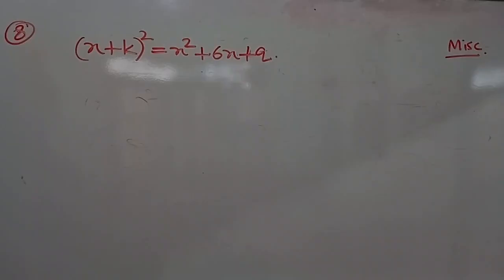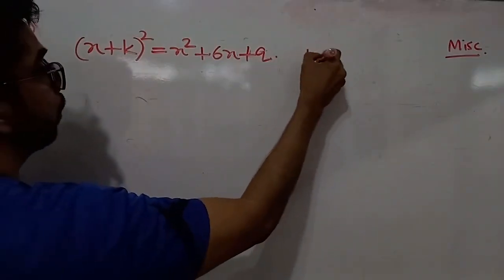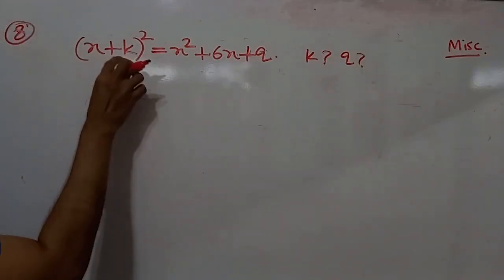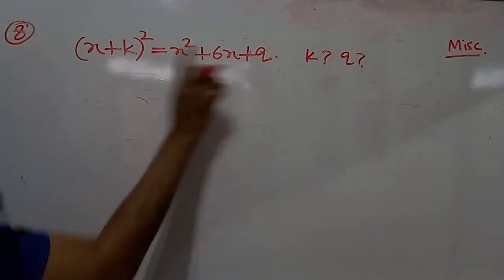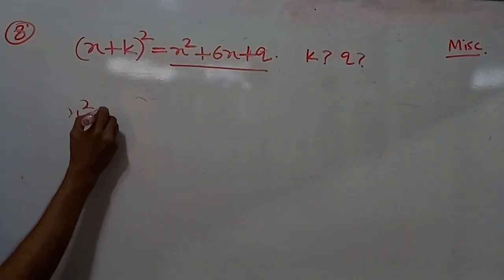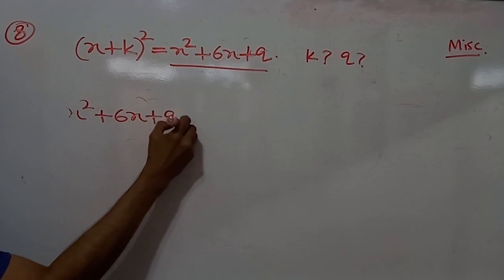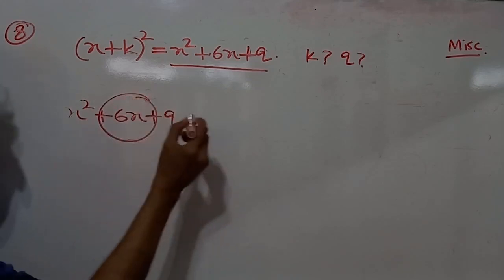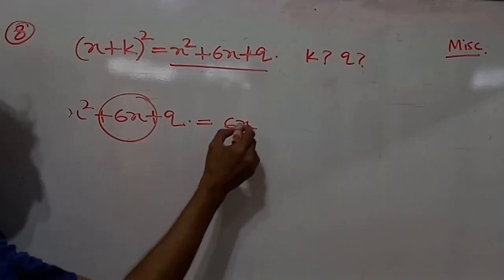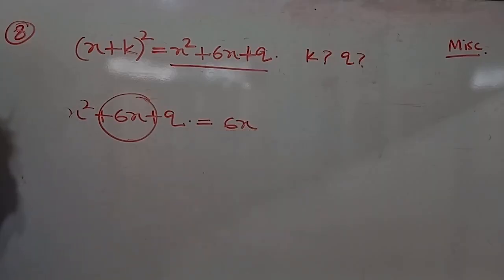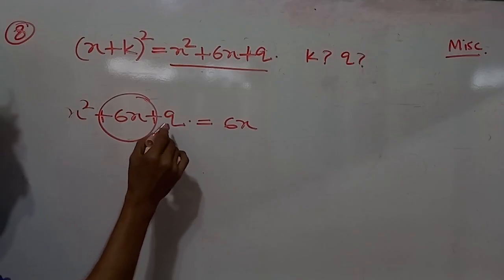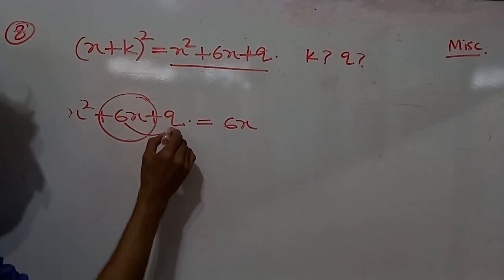Right? So they are asking here what are the values of k and q. So we will take x squared plus 6x plus q. Now we will take this 6x. Okay? So what is the coefficient of x? That is 6. We know how to get the value q.